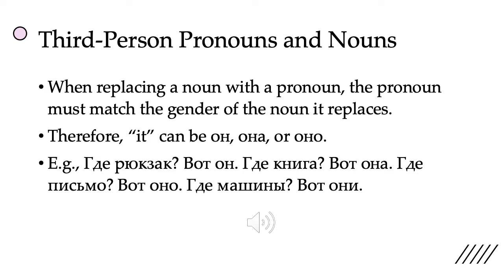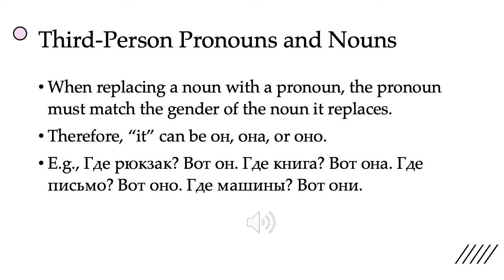And in Russian, when replacing a noun with a pronoun, so we want to say he, she, or it, or they, or whatever, the pronoun must match the gender of the noun it replaces. So therefore, it can be он, она, or оно. Any of those words can mean it in Russian.